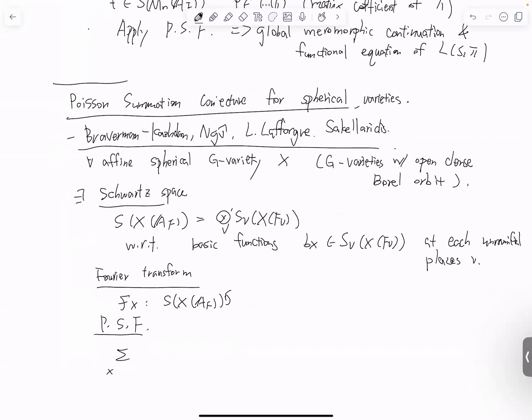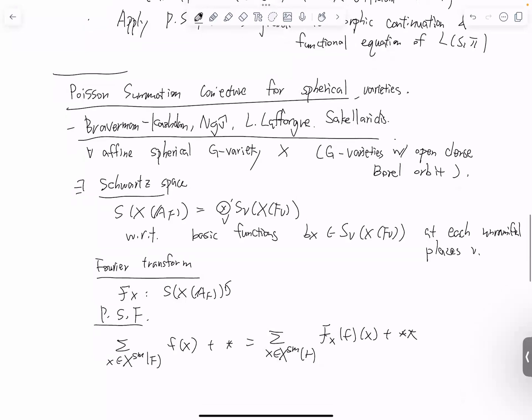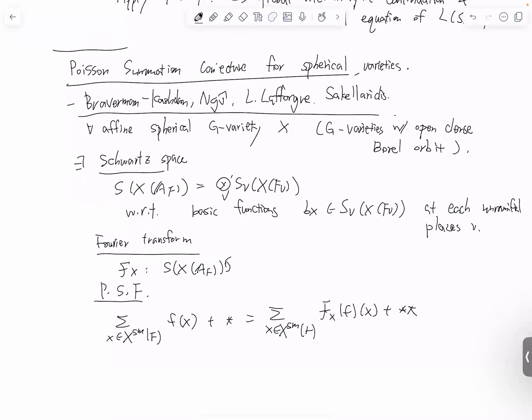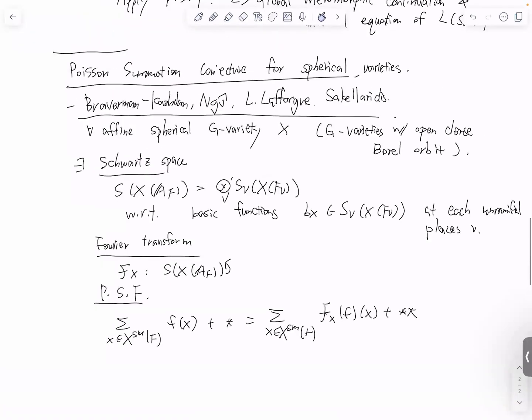It should be written as: the sum over x in the smooth locus of X over the F-points, f(x) plus some boundary terms, equals the sum over x in the smooth locus of X, the Fourier transform acting on f, at x, plus some other boundary terms. So if we have some restriction on the functions we put in, we can get rid of those boundary terms, so we only have just this part. So we can just get rid of the boundary term.